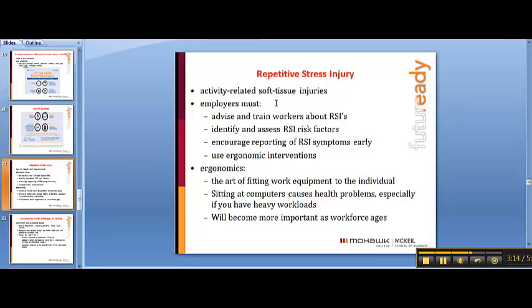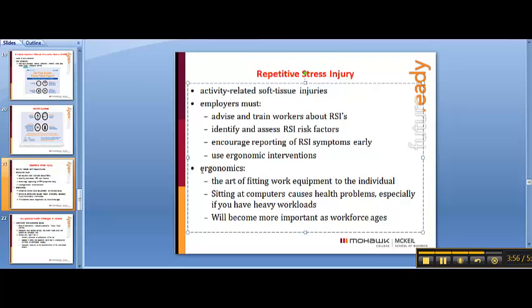Some of the problems are activity related soft tissue injuries. That's what repetitive stress is. It can aggravate your soft tissue and cause injury to it. So employers need to make sure that they advise and train workers about repetitive strain injury and assess the risk factors. So again, try to make sure that you keep your keyboards a certain distance from your wrist, that your wrists are well positioned around the keyboard, and encourage people to report repetitive strain injury symptoms early enough so that they can get some advice and help on how to set up their workstation a little bit better.